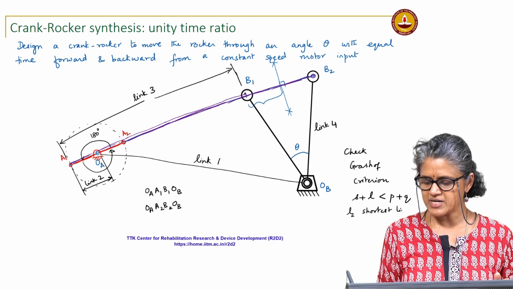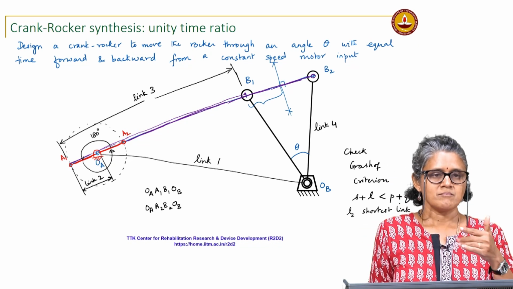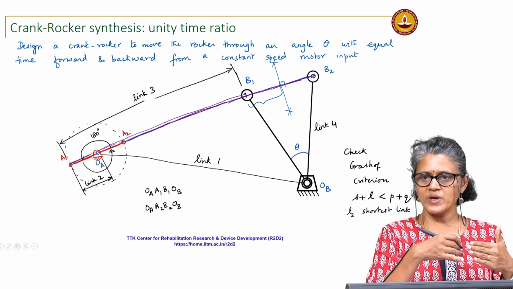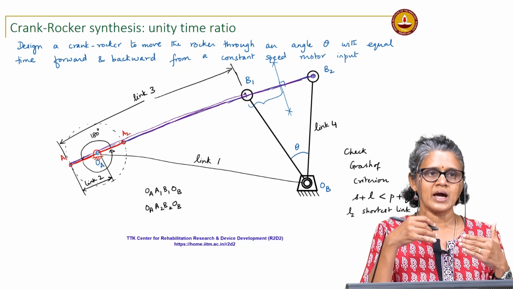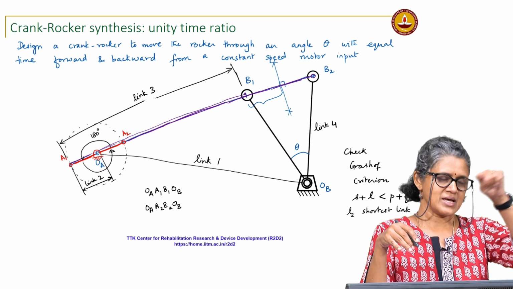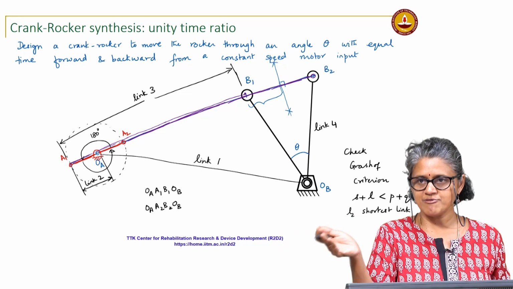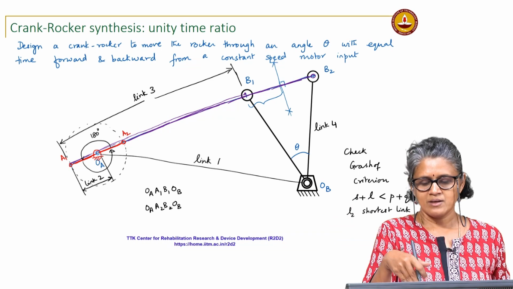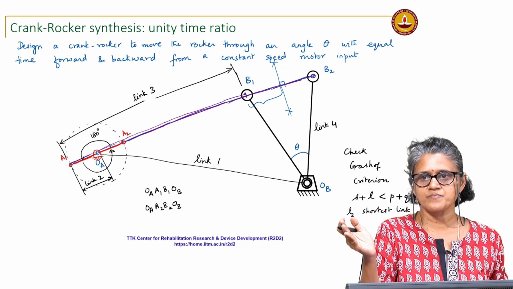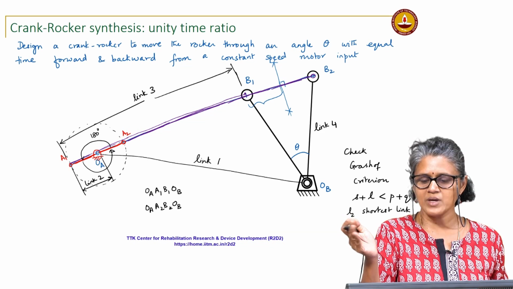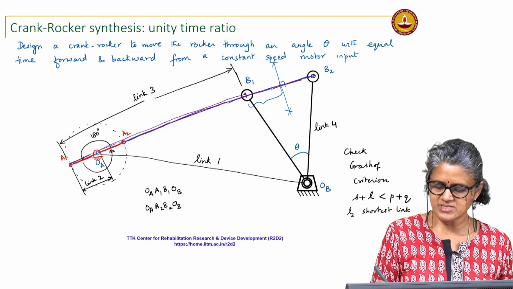If these two conditions are satisfied, then by just looking at the two extreme positions, I know my linkage will behave the way I want it to. That is, I can give it a continuous input and have the rocker move between these two limit positions. Okay. So, this angle theta is specified.